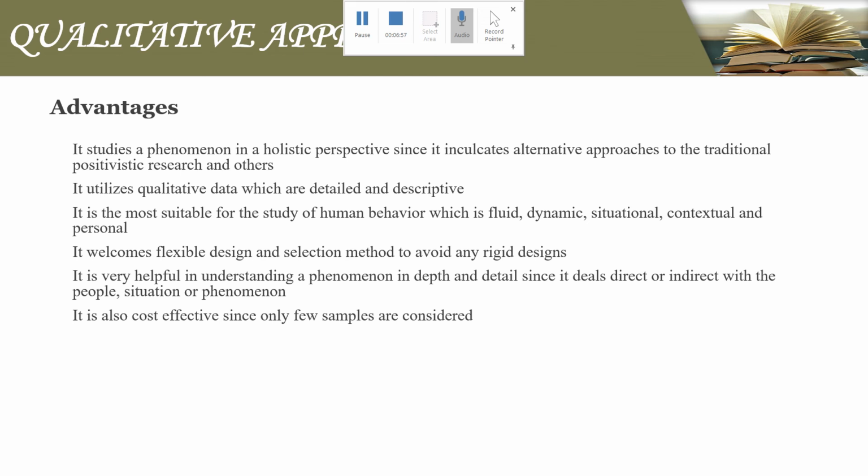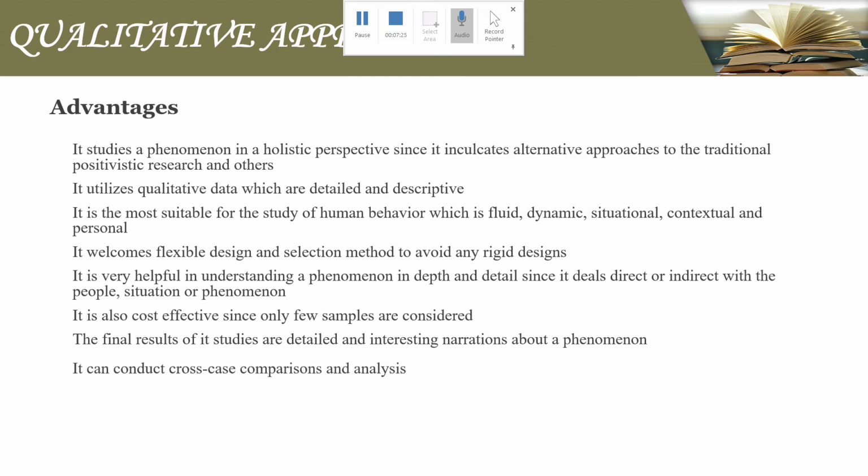It is also cost effective, since only few samples are considered. This approach normally encourages small number of people to be involved in the study as compared to the quantitative that deal with the larger sample size. The final results of this are detailed and interesting narrations about a phenomena. These are being supported by narration and direct quotation of your participant to support your findings.